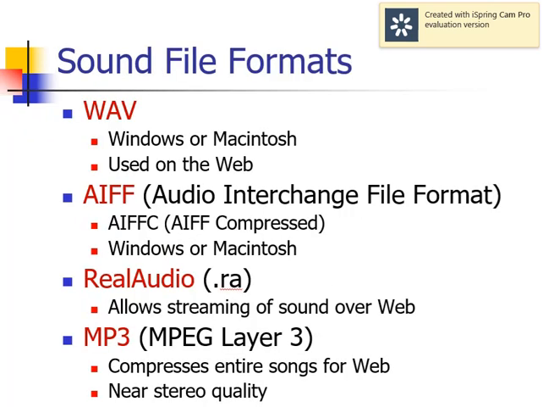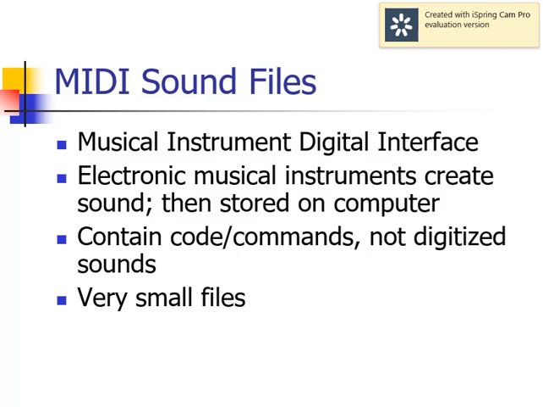These are examples of sound file formats. MP3 is the commonly used file format because the quality is near stereo. Another sound file format is MIDI, Musical Instrument Digital Interface. MIDI was used during the early stage of the evolution of smartphones. During that time, a smartphone only had small storage. So that's why MIDI has a very small size and contains code or commands and not digitalized sound.